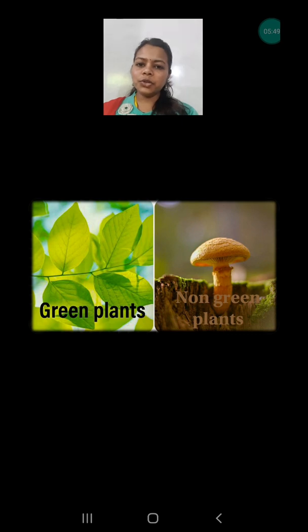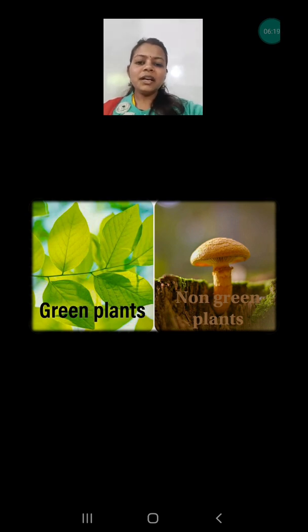Just now I told you, when the chlorophyll is not there, they cannot do photosynthesis. That means non-green plants definitely depend on other things for their food, like mushroom and mold depend on dead plants and animals. In the same way, a dodder plant depends on other plants for food. Why? Because they are not able to make their food, whereas green plants are making their own food.